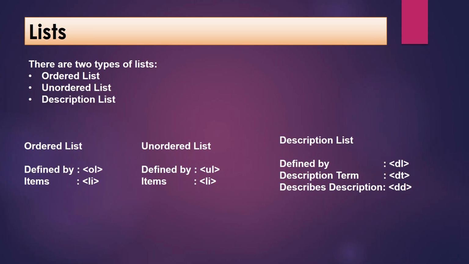So from the PPT, we are clearly getting to know that there are how many types of lists? There are 3 types of lists. That is the ordered list, the unordered list, and the description list. Okay. These are the 3 types of lists. I'll tell it again. The ordered list, the unordered list, and the description list.